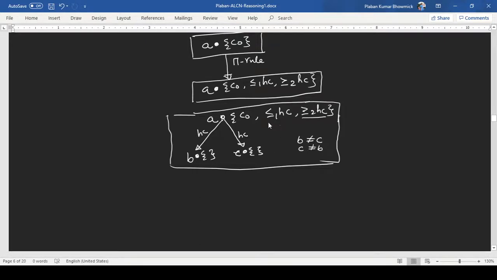Now let us try to apply this. If we try to apply this, we see that though I am saying that A has at most one child, it already has two children, but these two are not the same. They are not referring to the same entity. So in that case, this will be an example of a clash.